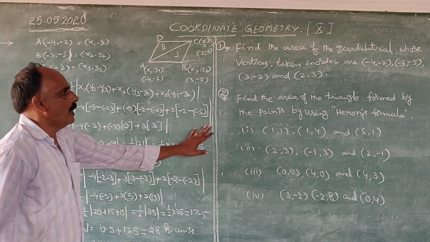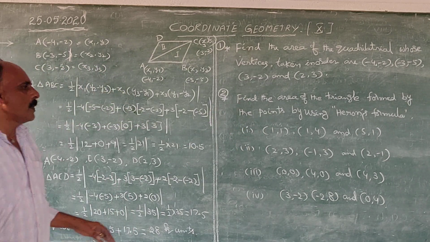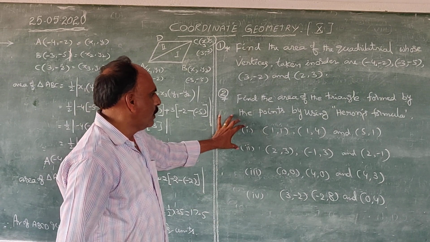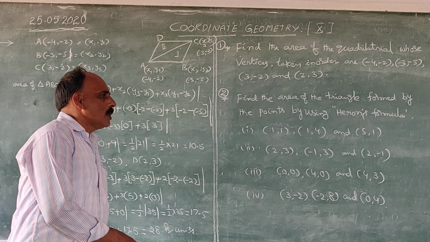And next one, find the area of a triangle using Heron's formula. Four problems are given. I explain one problem, and the remaining three problems are for practice.